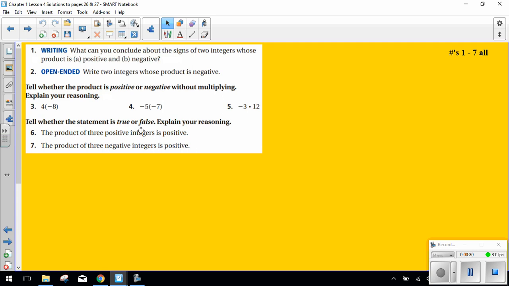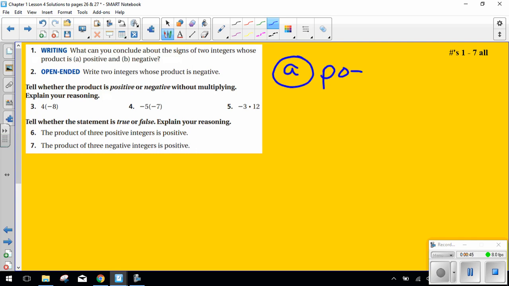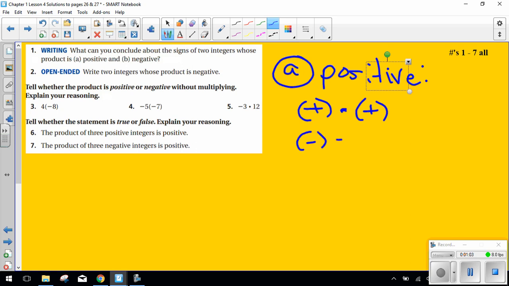The first section we're going to look at are numbers 1 through 7. For number 1, we are asked, what can you conclude about the signs of two integers whose product is positive? So if I have a positive solution, what could I conclude about the two signs? Well, I'm either a positive number times another positive number, or I'm a negative times another negative.